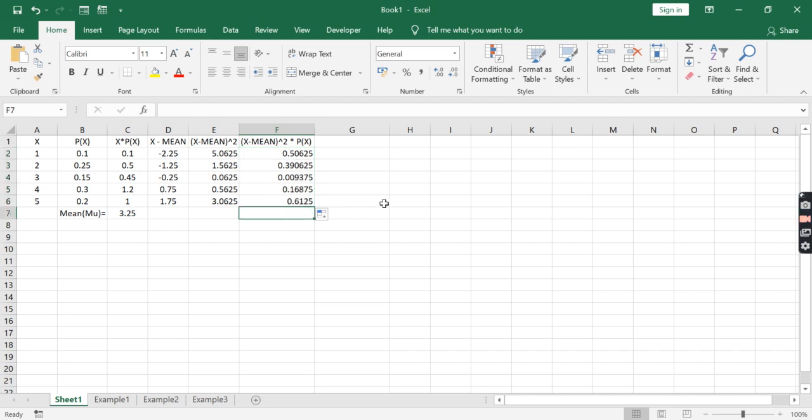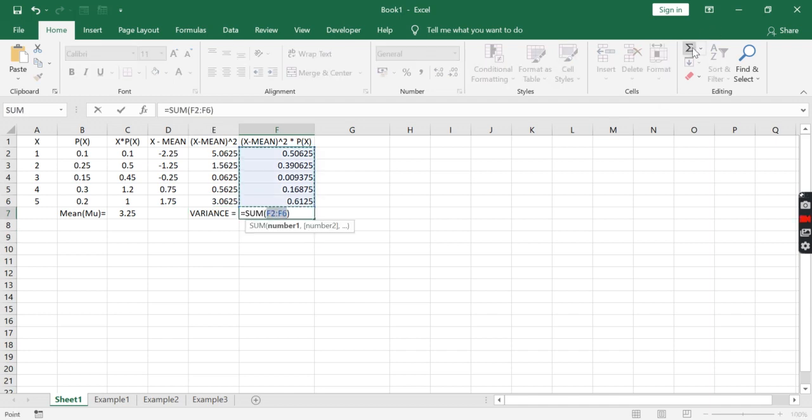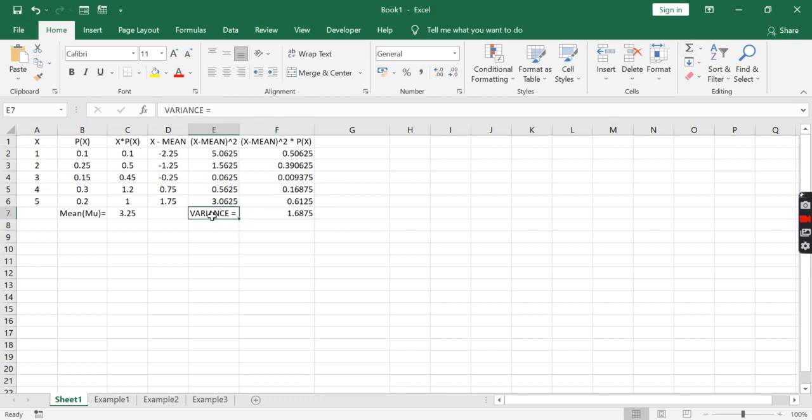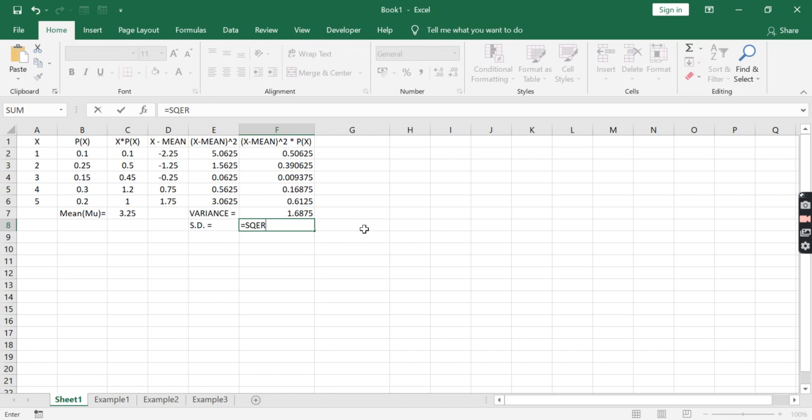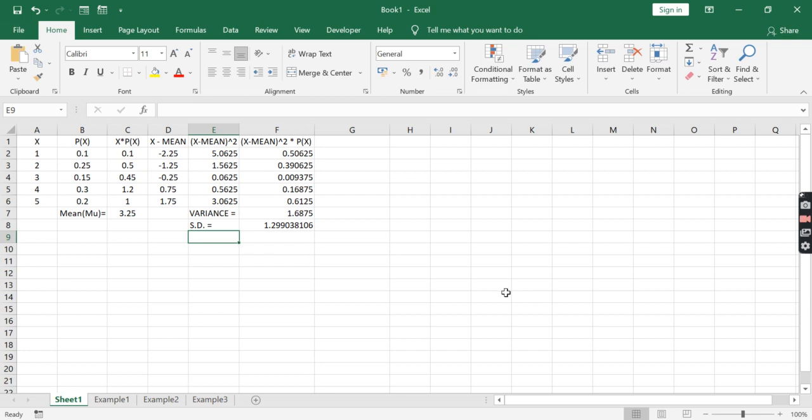Remember, to get the variance, all we have to do is get the summation of this. When you say summation, you just simply sum it up. So variance is equal to, simply sum it up. There you go. And then to get the standard deviation, all we have to do is take the square root of the variance. So the square root of the variance is this.